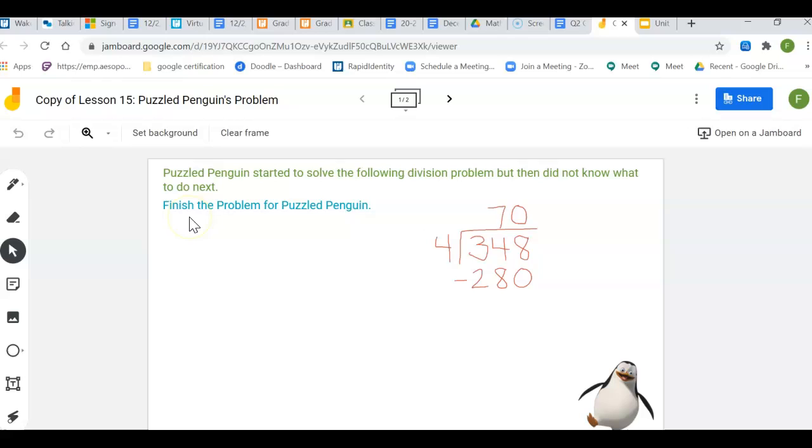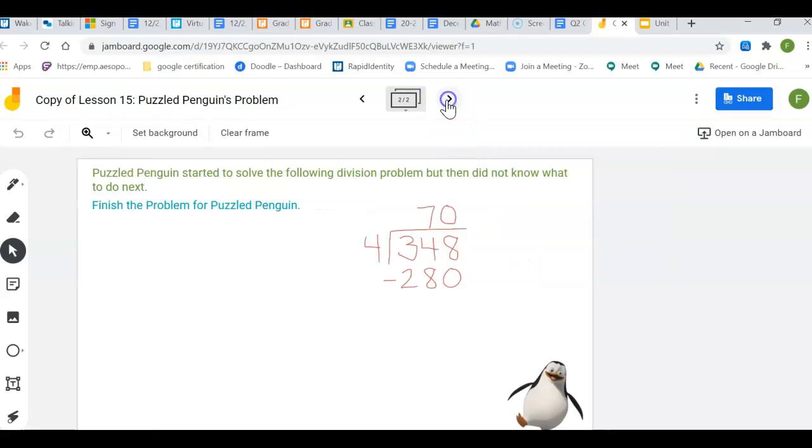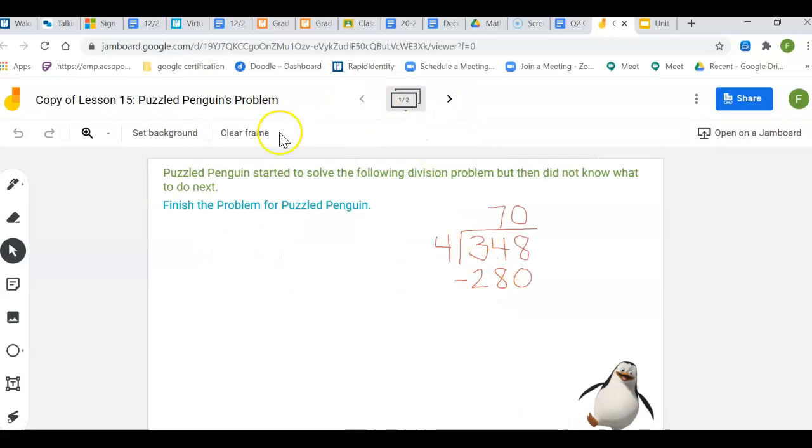So this is the Jamboard that we have up right now. And this is the same problem that you thought about just a few minutes ago, where the puzzled penguin is now kind of puzzled about what to do next. So on this Jamboard, I want you to go ahead and finish out the problem. You thought about what the next steps are, but I want you to go on and finish out the problem. There's only one on here. Okay, so pause the video to do that.